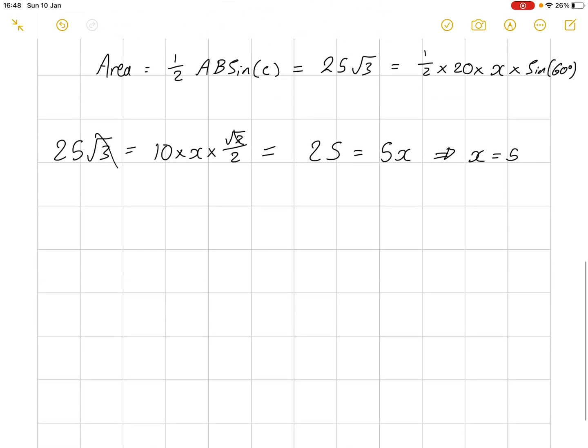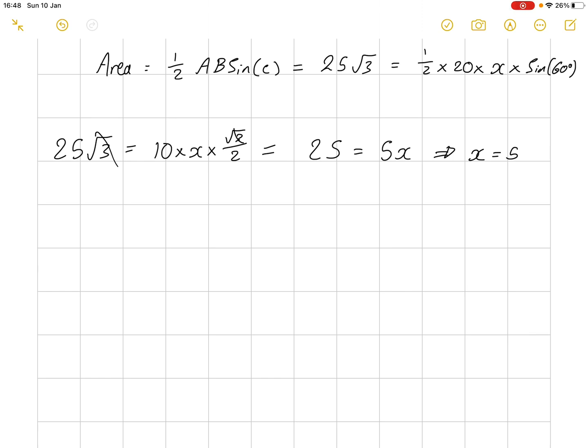So now we can redraw the triangle. We don't need to worry about the area. We are done with that now. 5, 20, w.